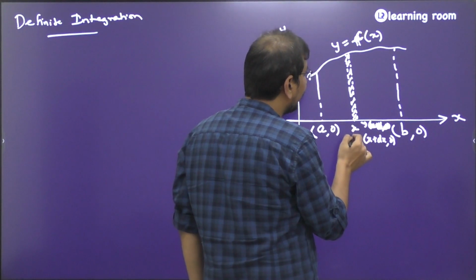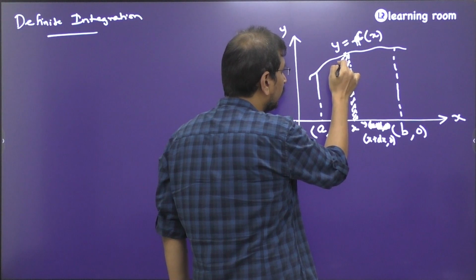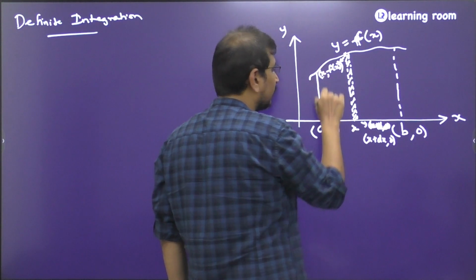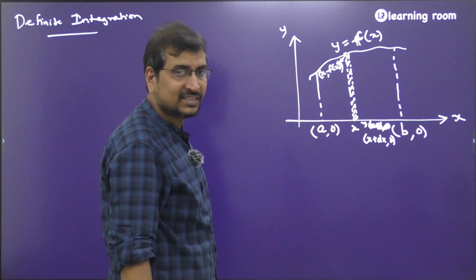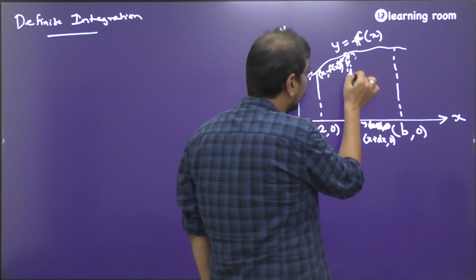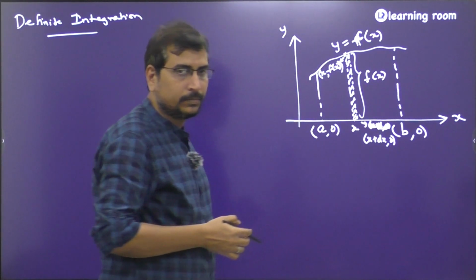So if this is x, what would be the corresponding point here? Is it not going to be x comma f of x? You take this x and substitute it here. It is going to be x comma f of x, right? So how much is this height? It is going to be f of x.